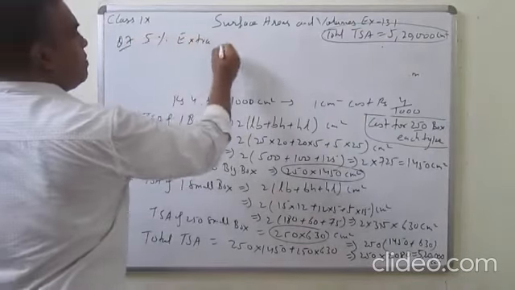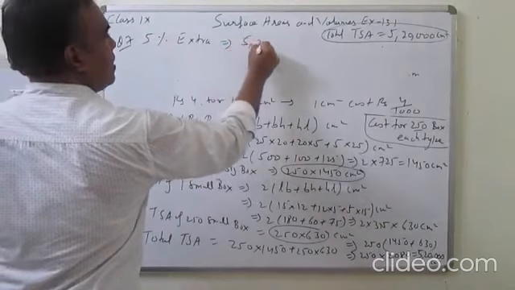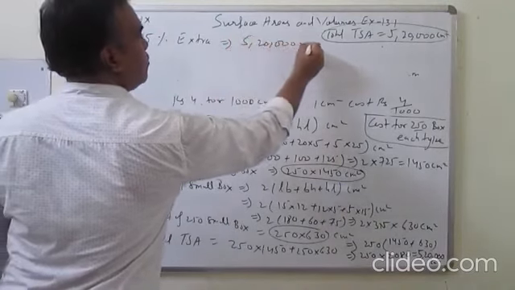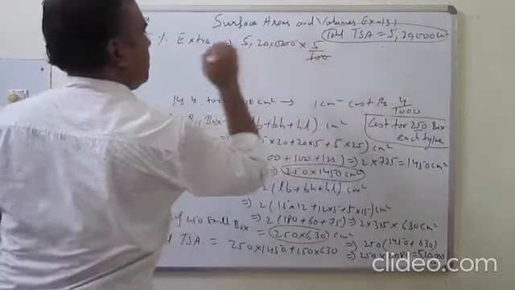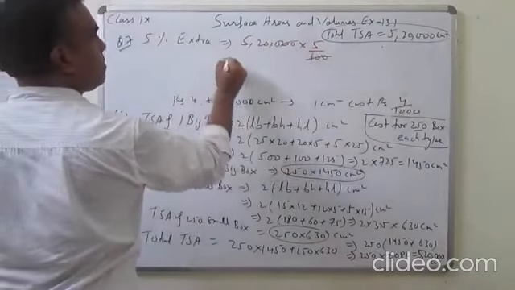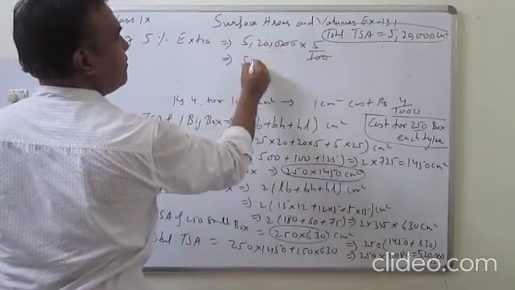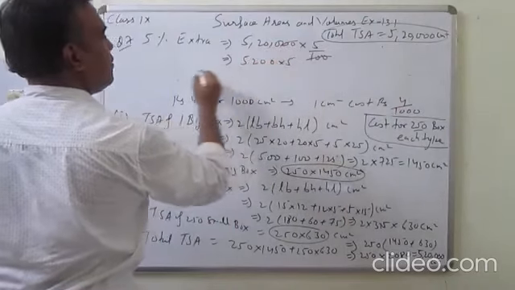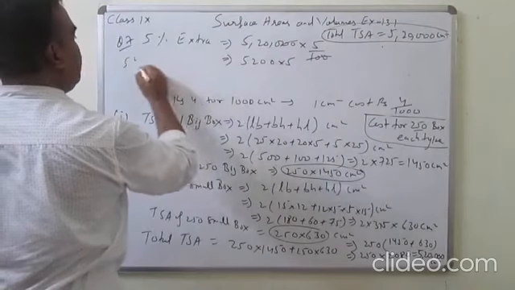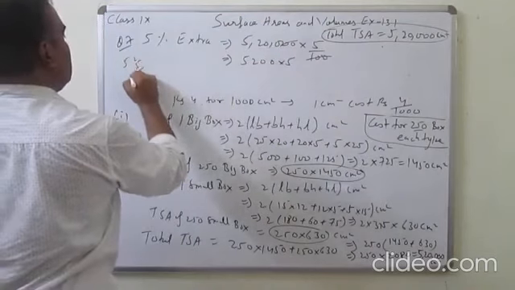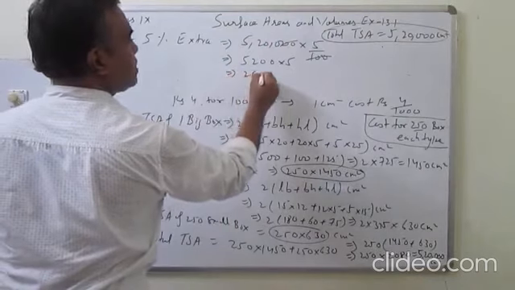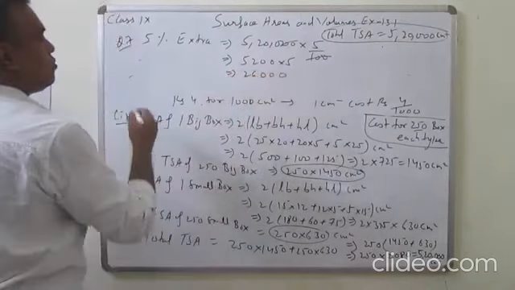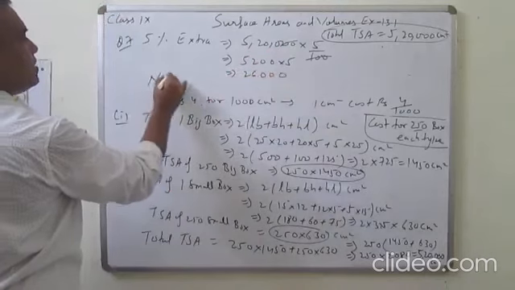So now 5,20,000 into 5% extra. Two zeros cut, so it becomes 5200 into 5. 52 into 5 is 260, so it is 26,000.